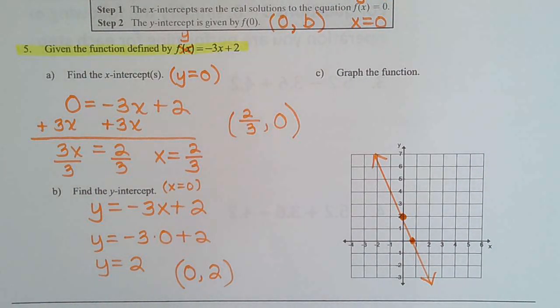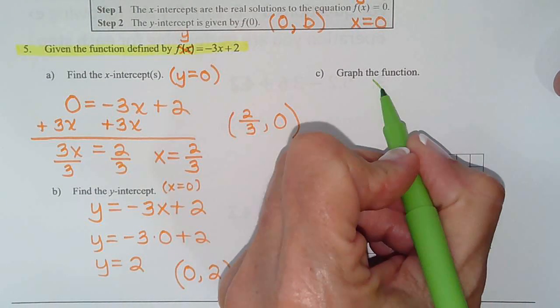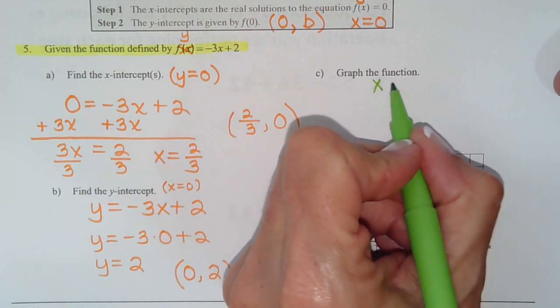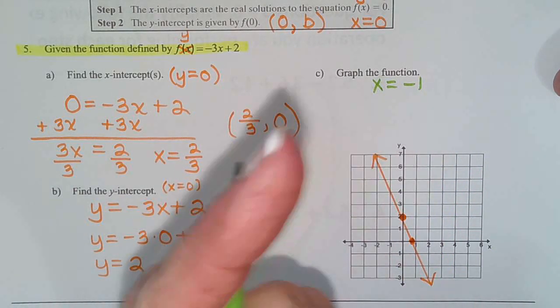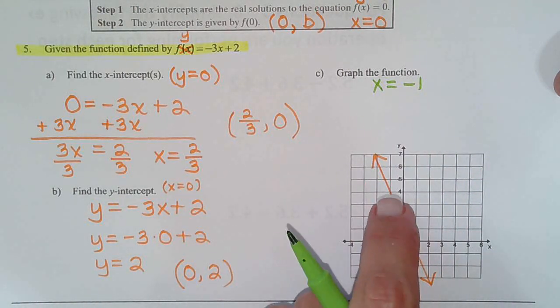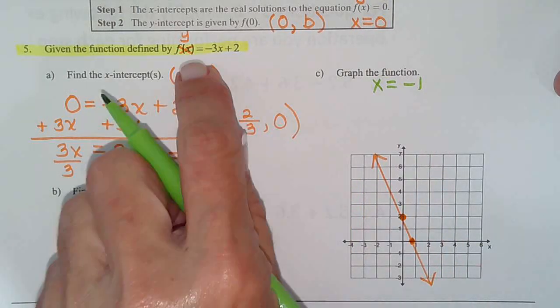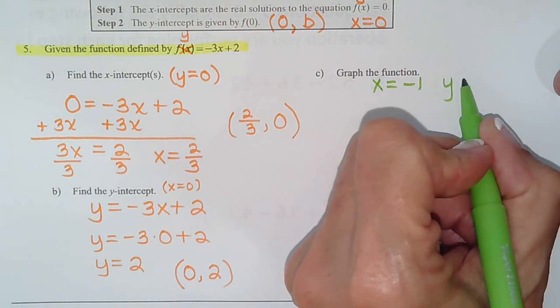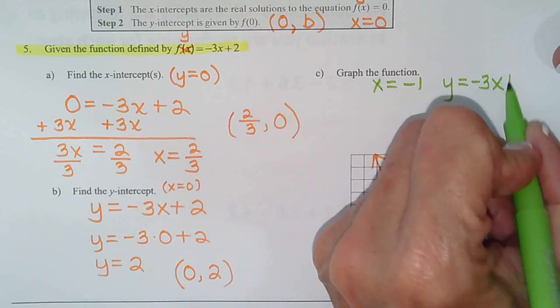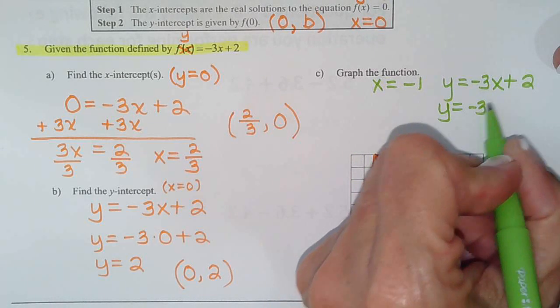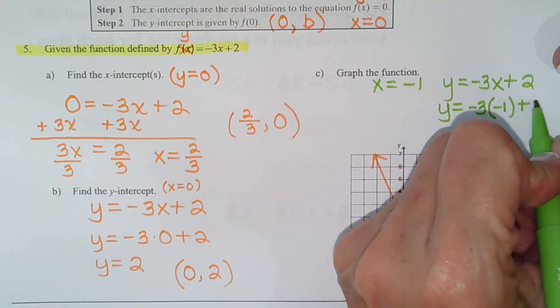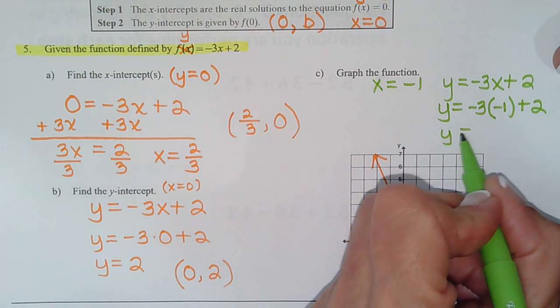So if you wanted to check it, let's say you're on a test, you could pick another x. Let's make x negative 1. And you can pick any x you want, just not 0, not 2/3. So let's just randomly pick negative 1 because it looks like it kind of crosses in a nice place. So I take my equation, y equals negative 3x plus 2. I put negative 1 in. Y equals negative 3 times negative 1 plus 2. So 3 plus 2 is 5.